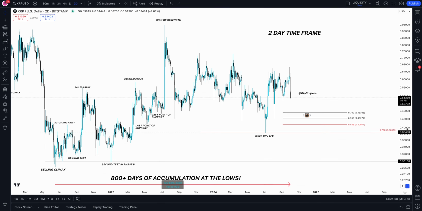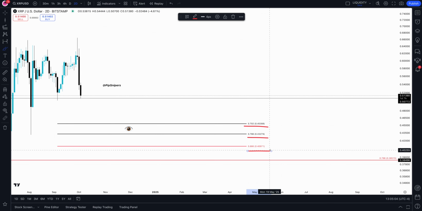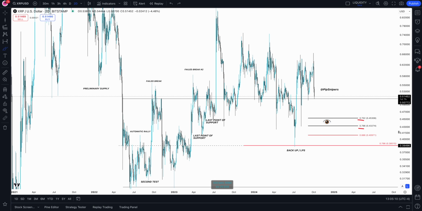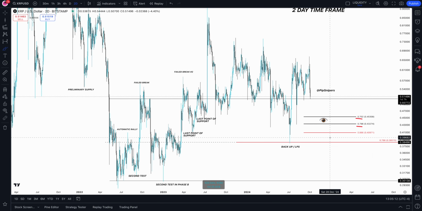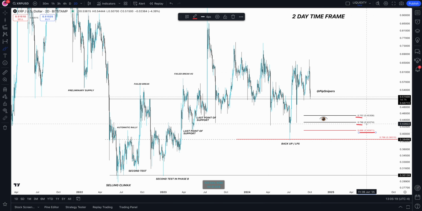Right over here, guys. Show you right over here. These 3 levels. Right here. Okay? Or sorry, it would be, yeah, these 2 levels. Okay, worst case scenario, absolute worst case scenario would be that we'd come down towards the 886 at 40971, but that's if we lose the 786 over here. Okay, so this is XRP over here.